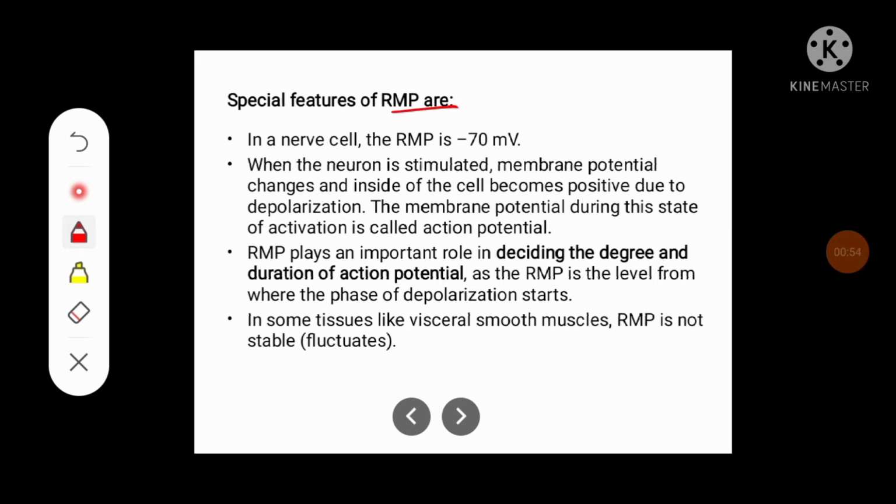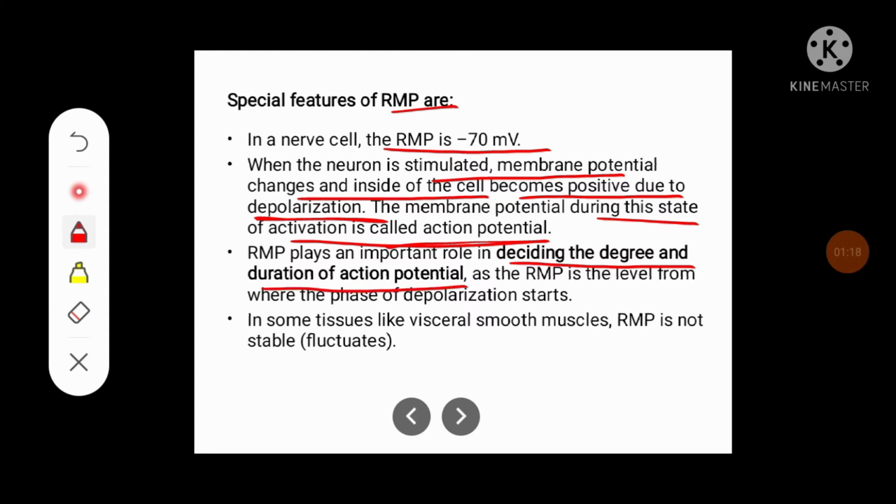In a nerve cell, the resting membrane potential is minus 70 millivolts. When a neuron is stimulated, the membrane potential changes and the inside of the cell becomes positive due to depolarization. The membrane potential during this state of activation is called the action potential. RMP plays an important role in deciding the degree and duration of the action potential, as the RMP is the level from where the phase of depolarization starts.